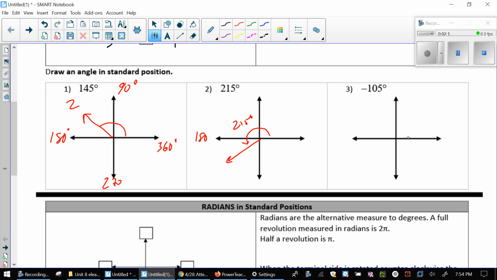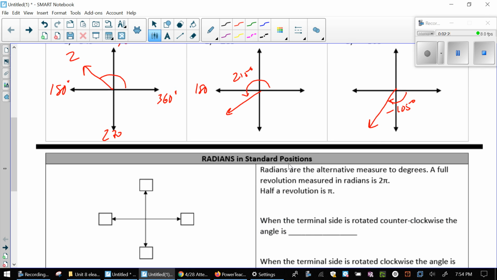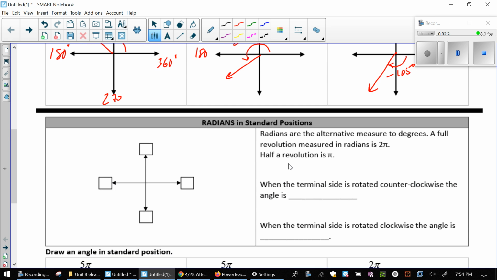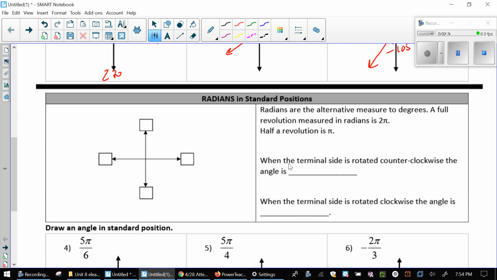Negative 105 means we're going to go this way. We've got to pass 90, and we're going to go just a little bit past there, and there's negative 105 degrees. All right, so that's a pretty quick review. But it's that easy. When we remember where they go, we can just sketch them like that. All right, so now let's talk about radians.